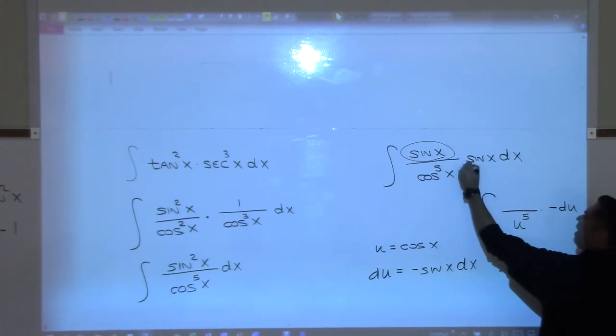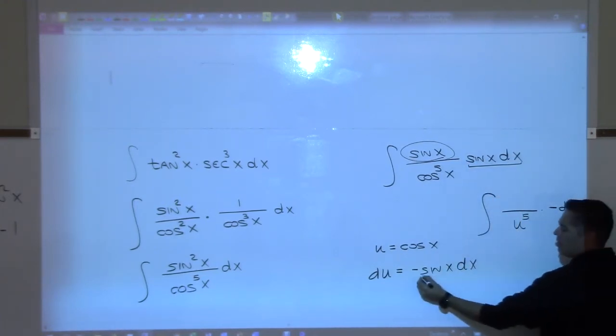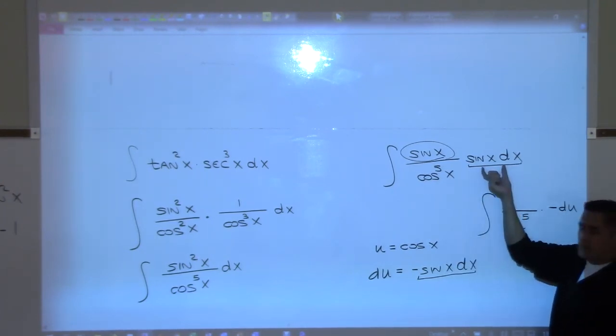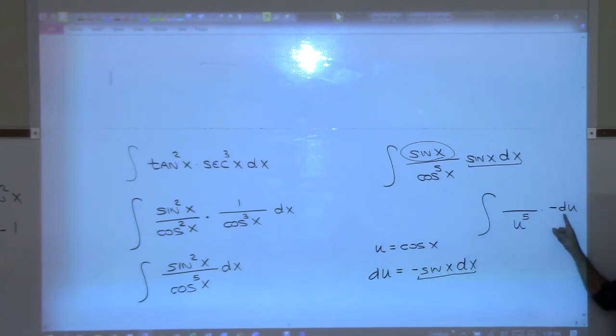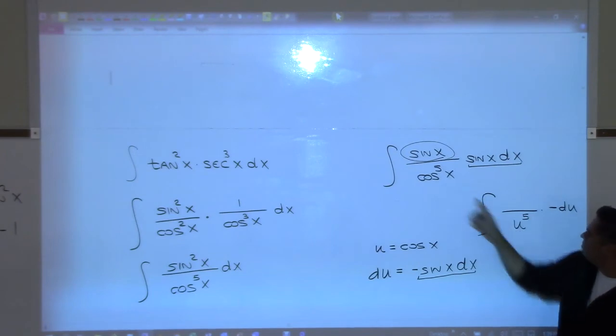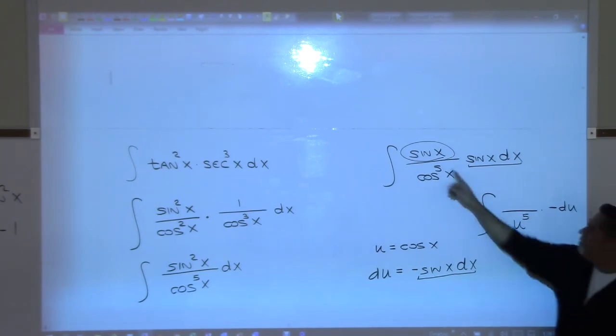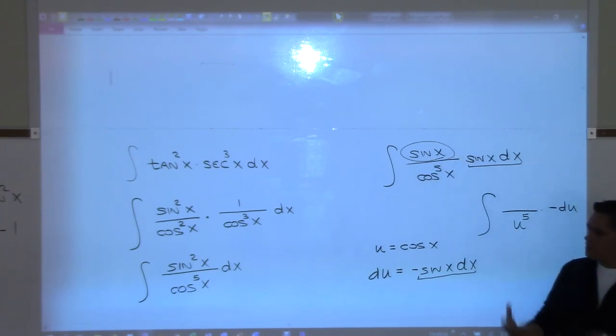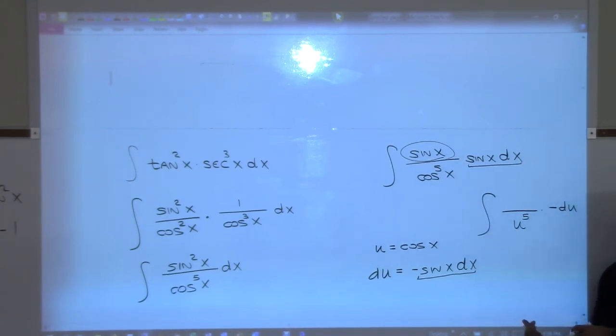We have here sine x dx, so I don't mind seeing sine x dx. Like that matches that. I'm just off by a sign, so that's why I put negative du. And then this cosine is my u, so u to the fifth. The only issue I have is this right here. I need to rewrite sine x in terms of u. It can't be in terms of x. Everything has to be in terms of u, or everything has to be in terms of x. It's one or the other, but not both.